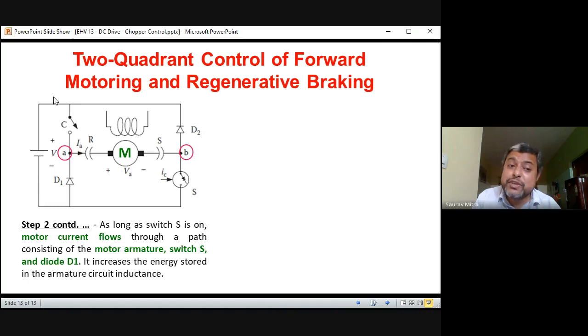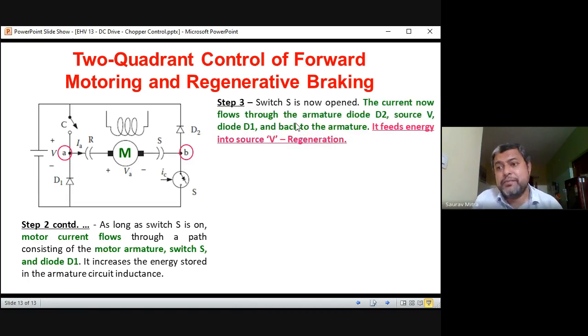Now suddenly, as we have cut the supply from this motor, as it is an inductor, a voltage will be produced in the reverse direction. That means this point on the right side will be positive and the left side will be negative. In that case, that huge Lenz's law voltage, the reverse direction voltage, will make D1 forward biased, and there will be a circulating current flowing through the motor, this switch and diode D1, as long as S is in the conducting stage. So this is step 2.